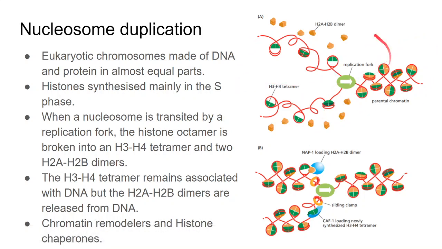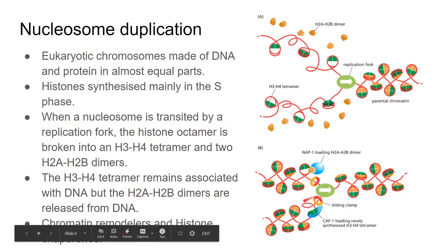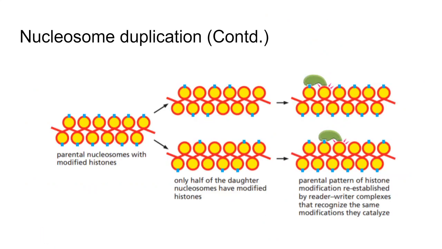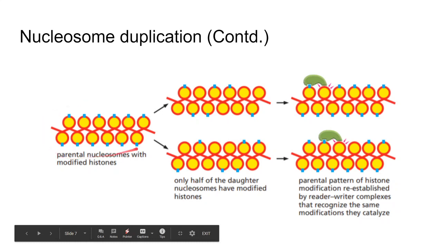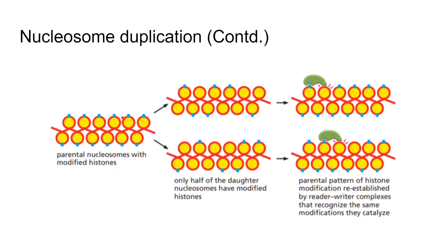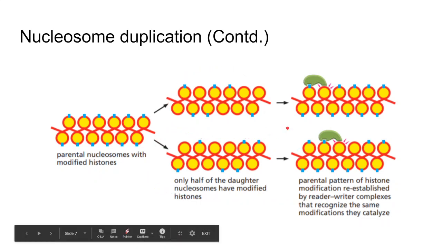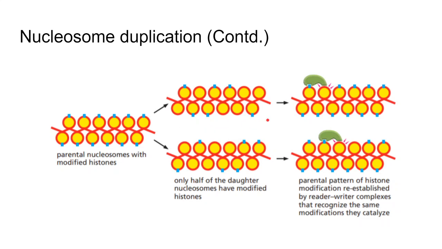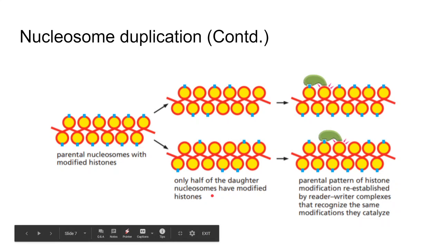This is the parental strand. These two are the daughter strands. And now the daughter strands are also containing the histone molecules. That's how it's been transmitted. So if you notice, parental strands have these histone molecules which can have epigenetic modifications on them. So these are parental nucleosomes with modified histones. And once you have DNA replication, you have two daughter DNA strands. Half of the histones are parental in origin and half of them are new. So the blue marks are the parental origin histones. And the ones without the marks are the new ones. So these haven't been marked yet. So only half of the daughter nucleosomes have modified histones.